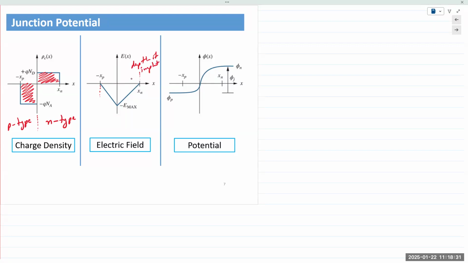And that electric field gives rise to a potential. This potential is labeled as phi j, Greek letter phi, and j for the junction. This is also referred to as the built-in junction potential.